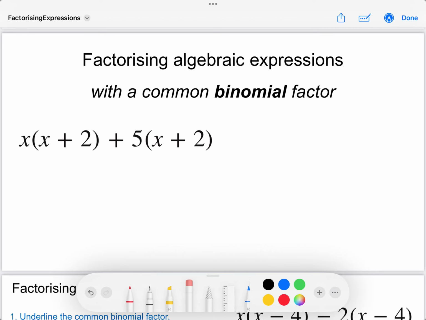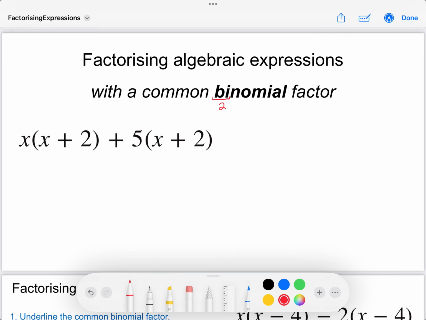Let's look at factorising algebraic expressions with a common binomial factor. Recall, binomial has that prefix bi, which means 2, and nomial is essentially referring to numbers. So when we're thinking of a binomial, we're thinking of a sum that involves 2 terms or 2 numbers.